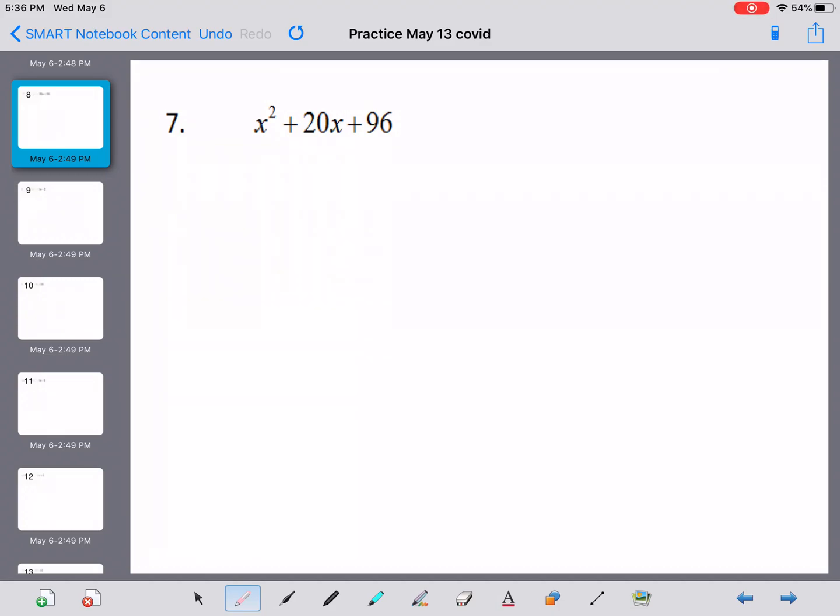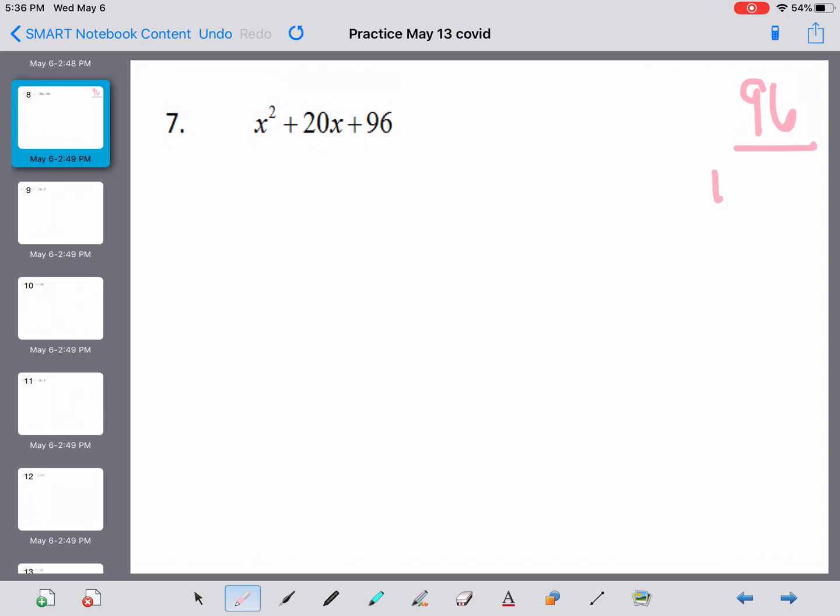We are still factoring each polynomial completely. If the polynomial is not factorable, we're going to write prime. What we notice on problem number 7 is that there's no number in front of the x squared, at least not written. So it's 1 times 96, which is 96. And there's lots of factors of 96.